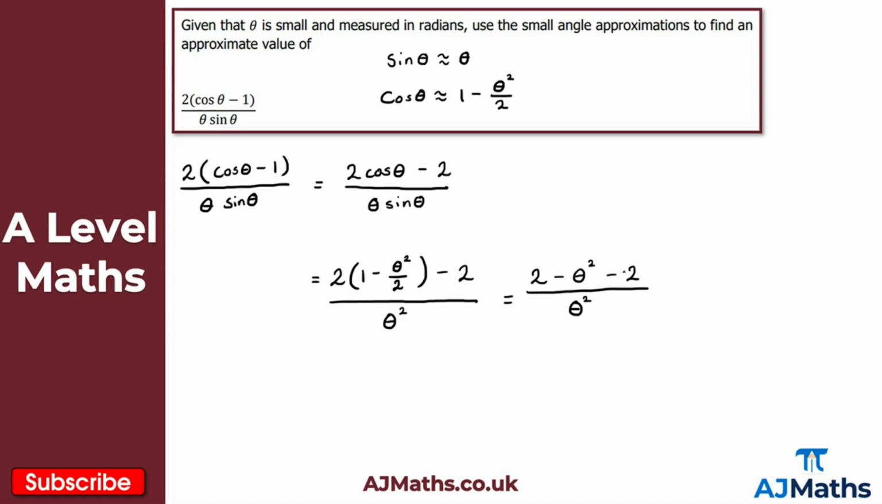And obviously 2 minus 2 would be 0. So in the numerator then we simply get minus theta squared, and that's over theta squared. So minus theta squared divided by theta squared. In that case then what we're going to simply get here is minus 1. Okay. So the approximate value of this expression here is approximately minus 1. And there we have it. So that's the solution to question 2.